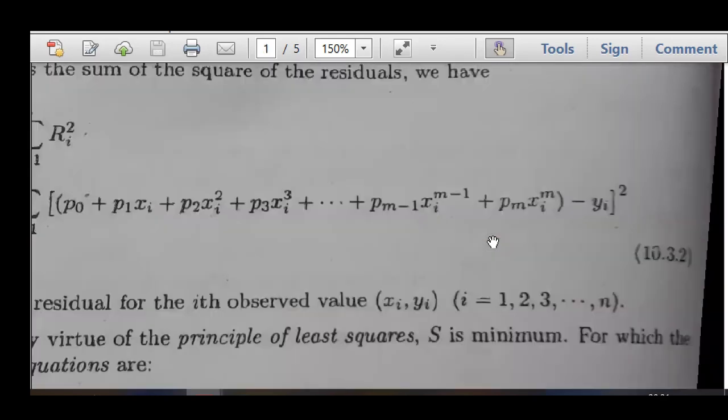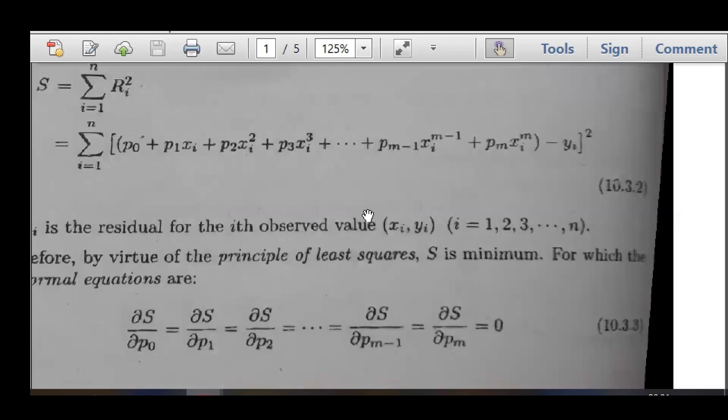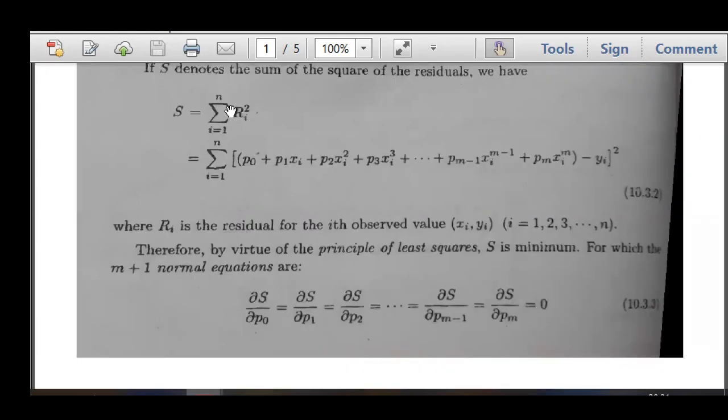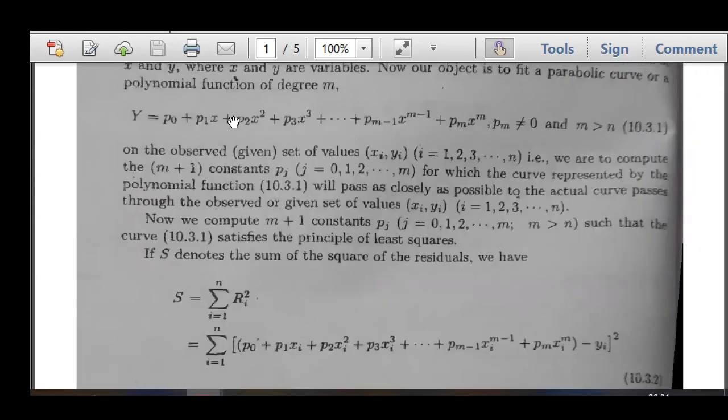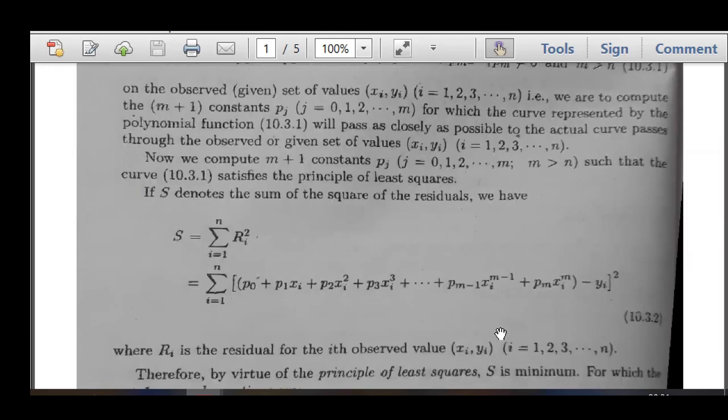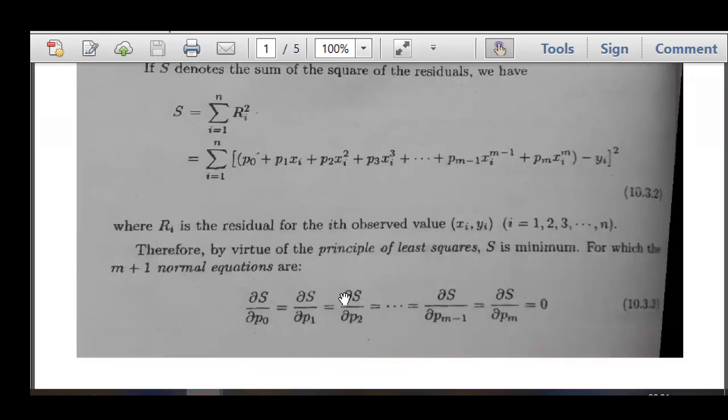Once this idea is clear, let us come back to the formal approach. As we already said, S is a summation over Ri square, where Ri is the residual. Residual means this thing, and Ri square means this whole square thing. Therefore, by the principle of least squares, S is minimum, for which the m plus 1 normal equations turn out to be like this.